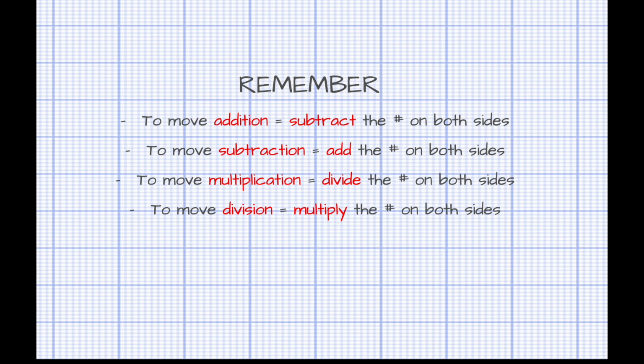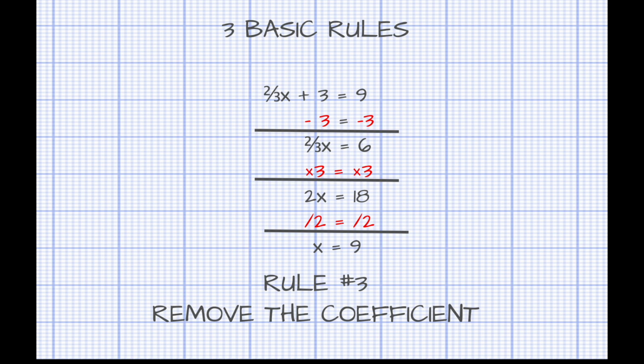So for addition, you subtract the number on both sides. Otherwise, for subtraction, you add the number on both sides. For multiplication, you divide the number on both sides. And for division, you multiply the number on both sides. So in this case, the answer is x equals 9.